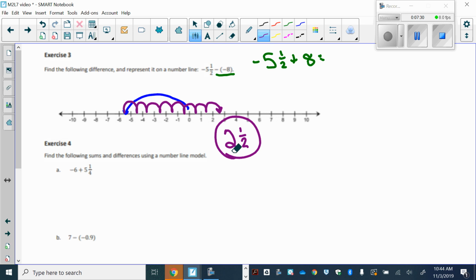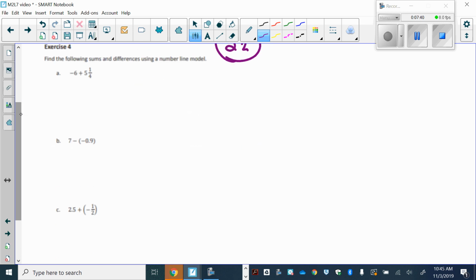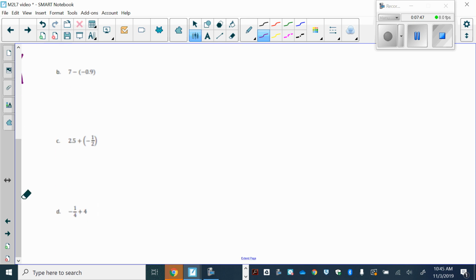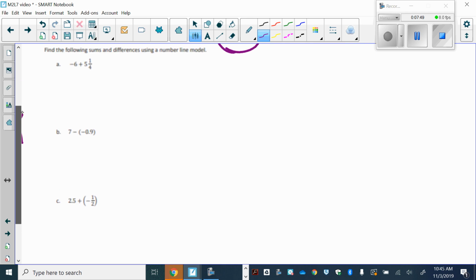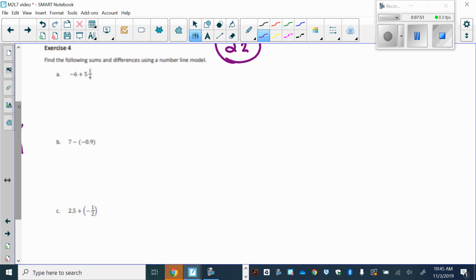How did that go for you? So in your paperwork, I gave you number lines. You have them numbered and you have them blank. I would like you to try A, B, C, and D. Use your number line if you need to. Some of them you might be able to see with your number sense. Others might need a number line. Pause your video, give it a try.